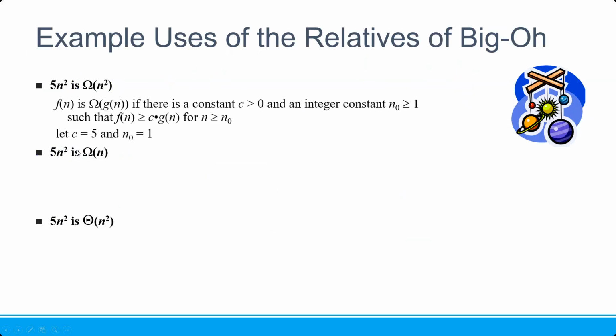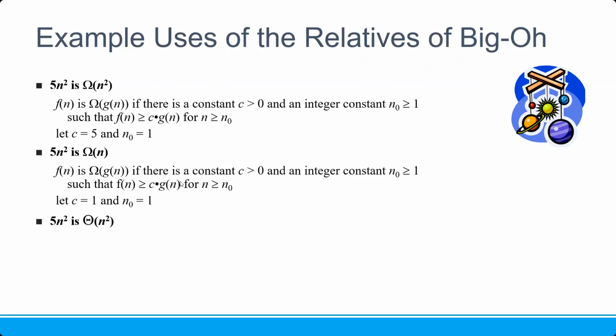5n^2 is big omega of n. So 5n^2 is greater than or equal to c·n. Is it true? Because n^2 is greater than or equal to c multiplied by n for any constant higher than 0. Yes, this is also true. So we have c equals 1 and n0 equals 1.